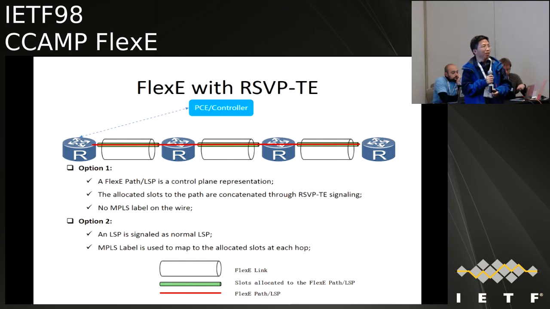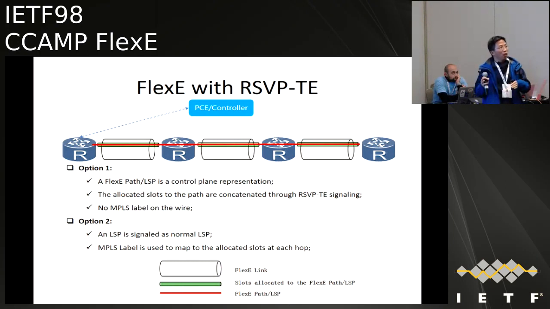So in option two, are you proposing to use an MPLS label on the wire? I'm struggling to understand how that's encoded and treated, but maybe if you've got that on another slide, tell me to stop. I think that the LSP is established in a normal way. The only difference is that in the traditional way, the LSP is allocated bandwidth, and there's no mapping between the LSP layer and the lower layer.